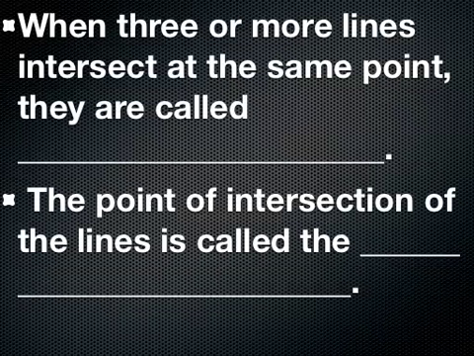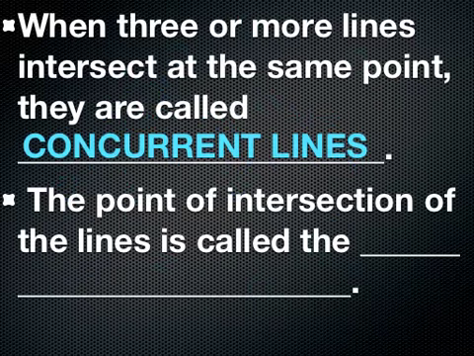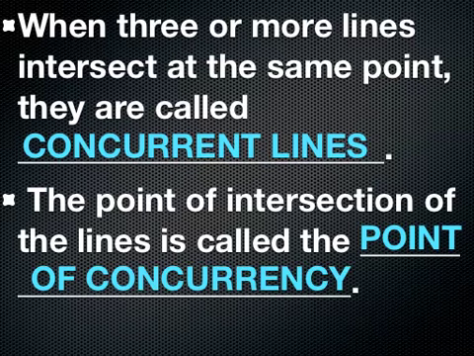When three or more lines intersect at the same point, they are called concurrent lines. The point of intersection of the lines is called the point of concurrency. So if we just talked about the fact that there can be three perpendicular bisectors of one triangle, when all three of those perpendicular bisectors meet, they are going to be concurrent, which means that they are going to meet at one point, all three lines.